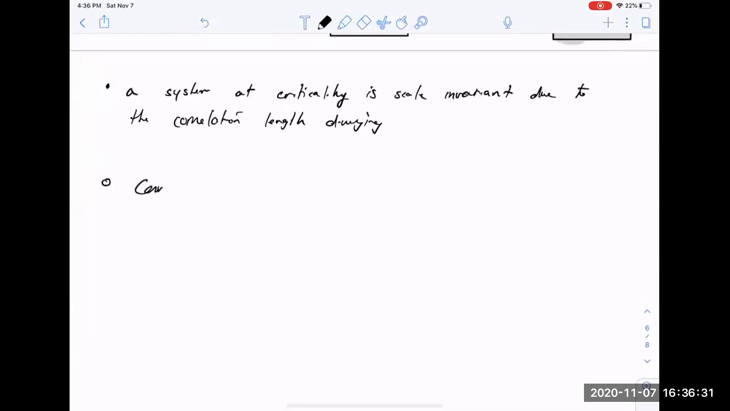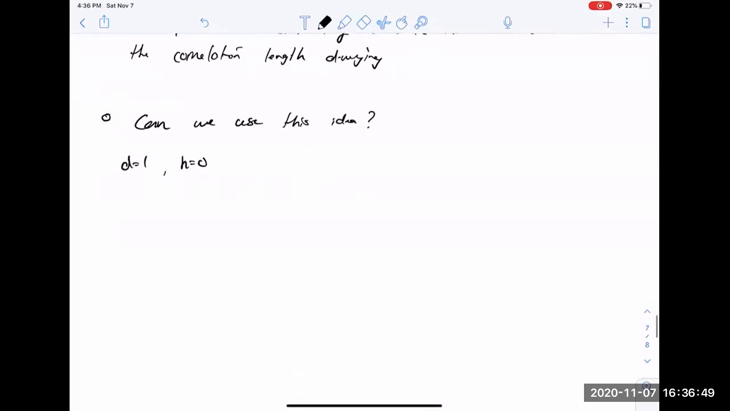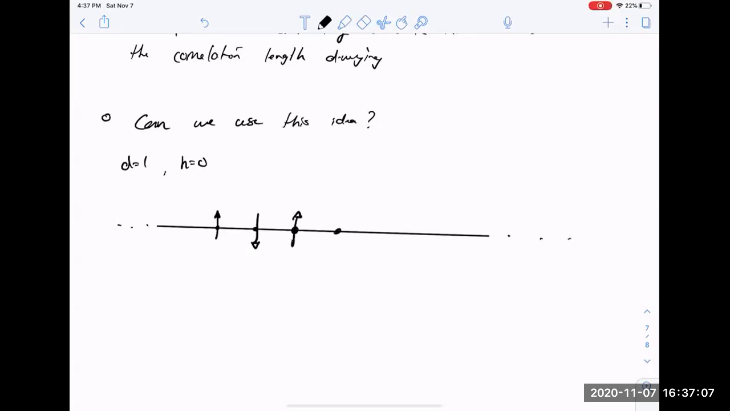That's kind of vague. To understand exactly how we can use this idea, let's consider the Ising model in one dimension at zero field. So in one dimension, I have spins that sit on the points of a lattice, like so. Call that spin 1, spin 2, spin 3, spin 4, spin 5, spin 6. There's a length scale associated with those spins, call it L. That's the lattice spacing in one dimension.